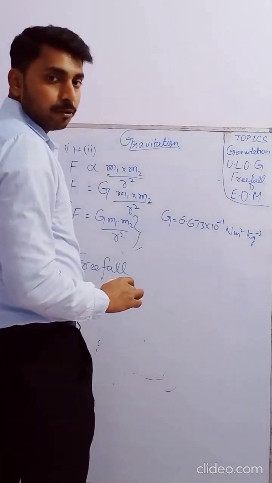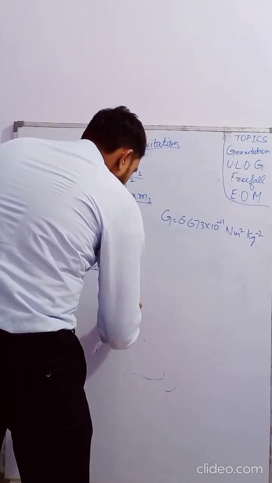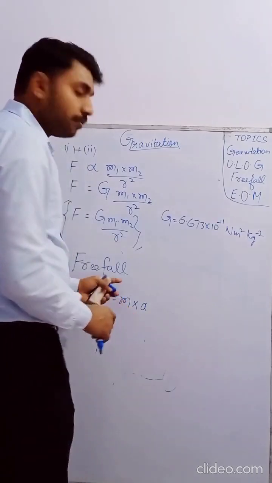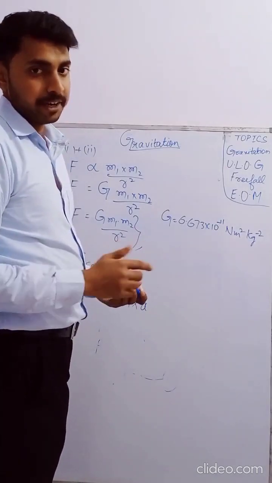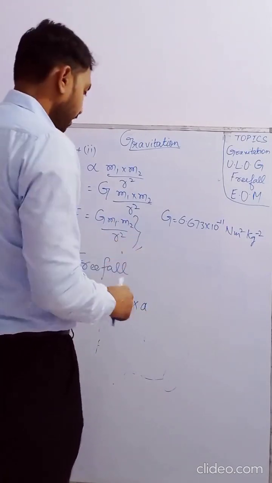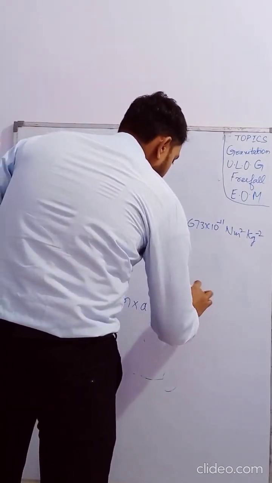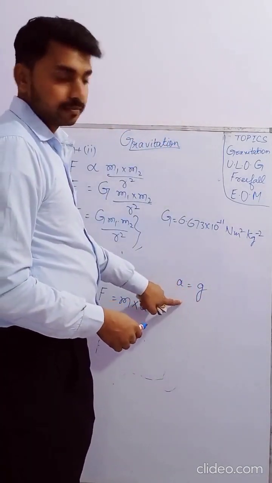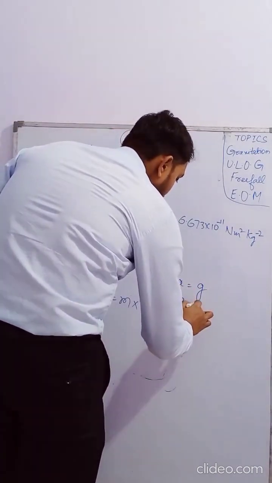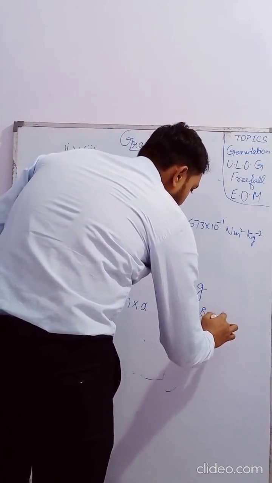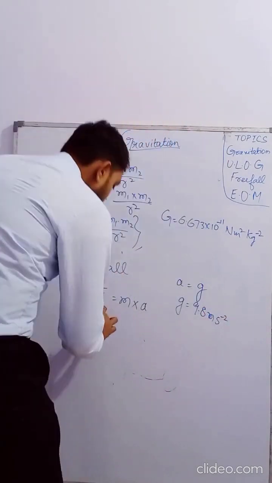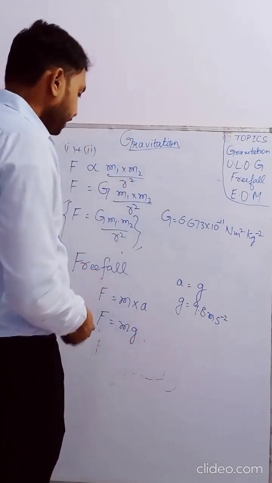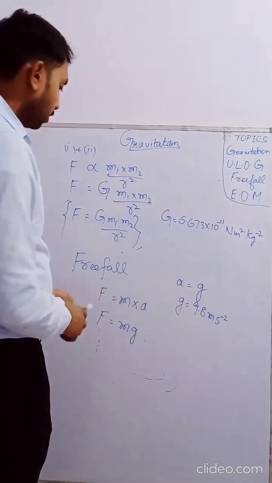We know the formula for force equals ma, where F is force, m is mass, and a is acceleration. In case of free fall, the acceleration becomes the acceleration due to gravity, so a equals g. It is denoted by small g, and the value of small g is equal to 9.8 meter per second square. Hence we can write that F equals mg in case of free fall. So this is our formula regarding free fall.